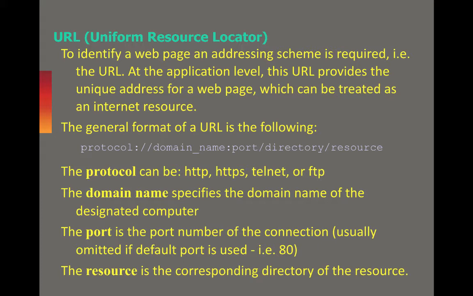And what's the use of the port number? Well, the port number is used in the HTTP connection, because the HTTP connection is built on top of a socket connection, and to do a socket connection, you need the port number. The resource is the corresponding directory of the resource. So here's an example of a URL where index.html is the name of the file that is the home page of the La Trobe University website.